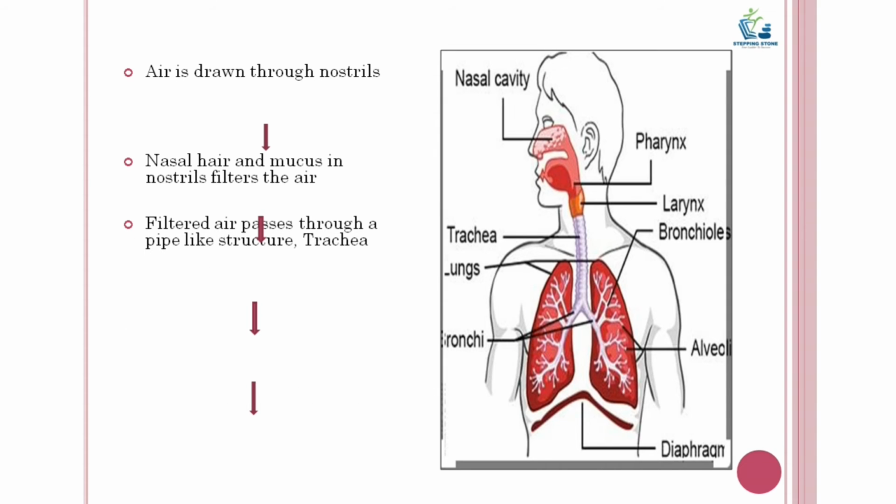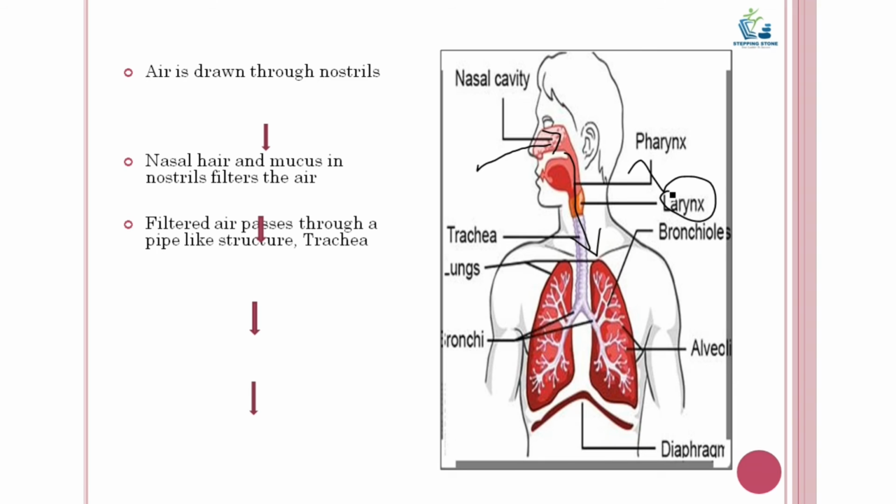Then this filtered air passes through a pipe-like structure called trachea. So you can see here the trachea. Air passes through the nostrils and then it reaches the trachea. You can see that the trachea has ring-like structures in it. The trachea does not collapse even when there is no air in it because it is supported by these rings. The upper end of the trachea has a voice box called larynx.